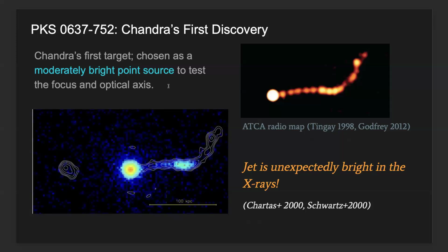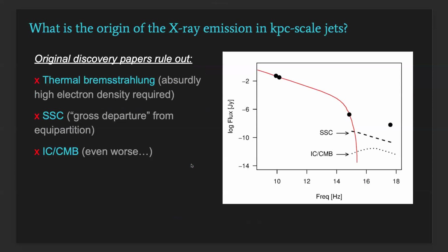And it's fun to talk about the very first target that Chandra ever observed, which was PKS 0637, which was supposed to be a nice point source. And probably most of you know this story, that it turned out not to be, and they serendipitously detected the X-rays from that jet. And immediately, people were confused because it's actually rather hard to explain those, right off the bat.